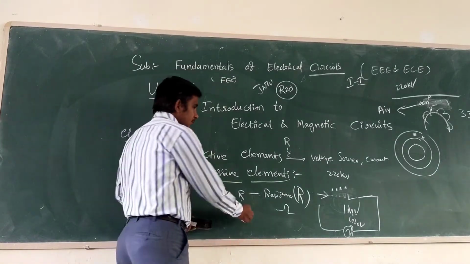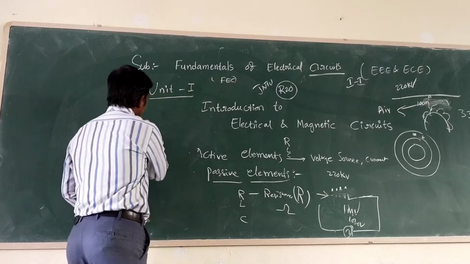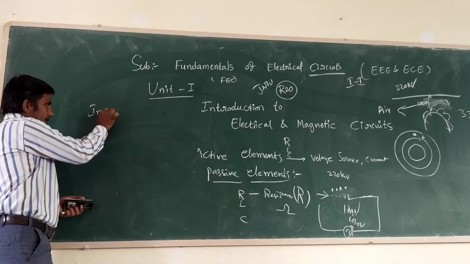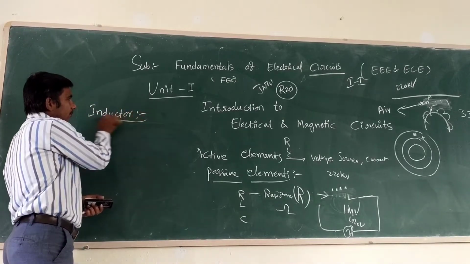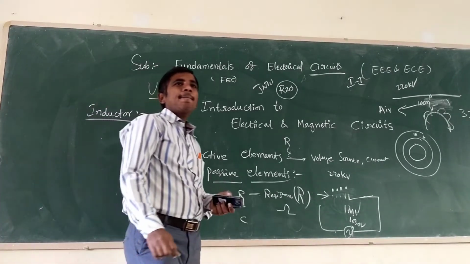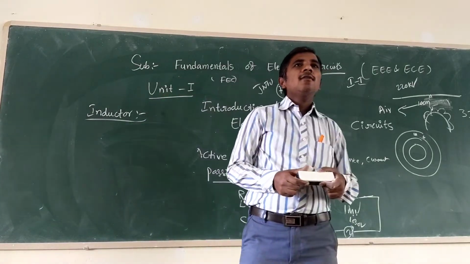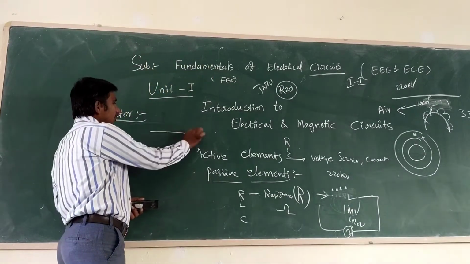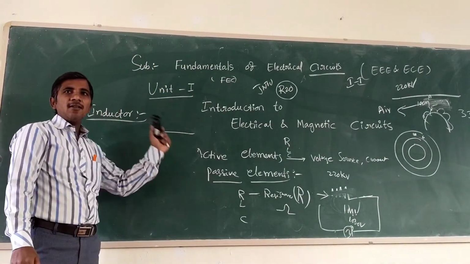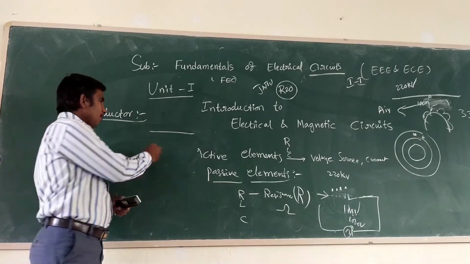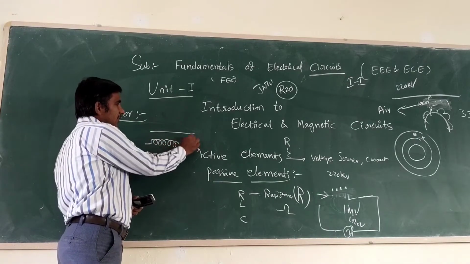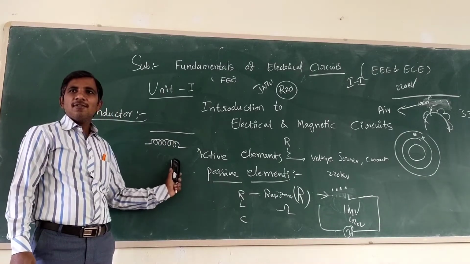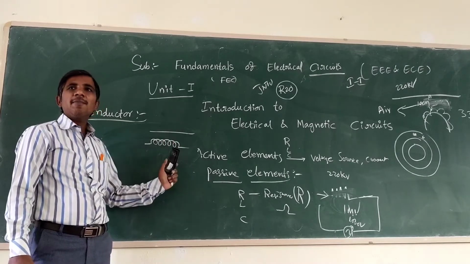And inductor. Now we go for inductor. Another passive element is the inductor. What is this inductor? It doesn't allow the flow of electrons directly. What is an inductor? If it is a wire, if you twist it into a number of turns, like this, the same wire, in such a series, if you twist the wire into a number of turns, it becomes an inductor.